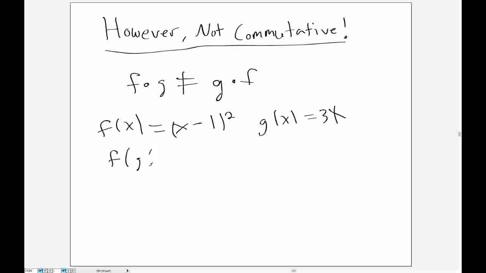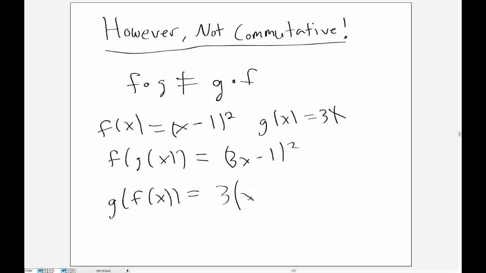So then f of g of x is equal to (3x minus 1) squared, and then g of f of x is equal to 3 times the quantity (x minus 1) squared. And as you can see, these are not equal to each other. So just remember, it's not commutative.